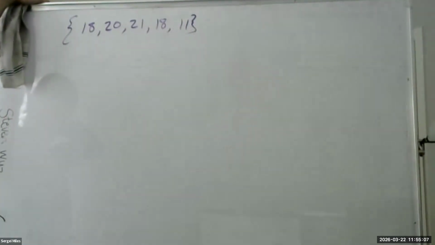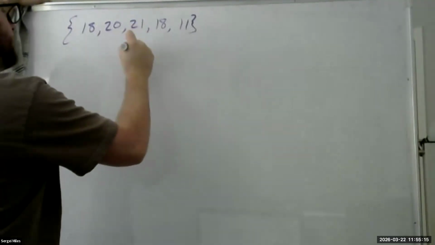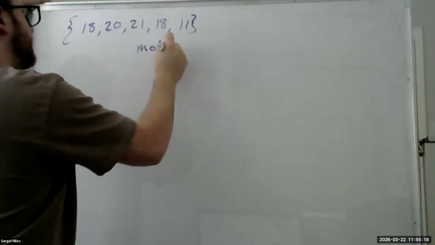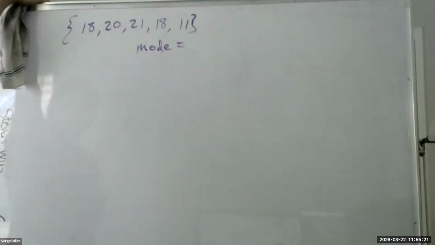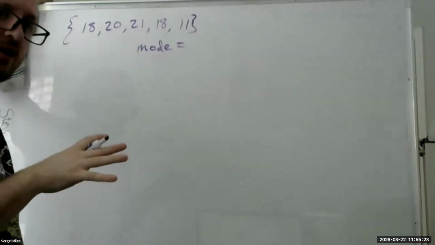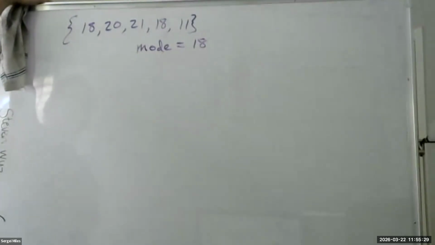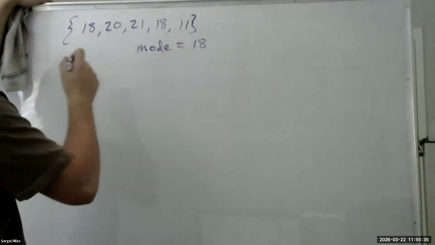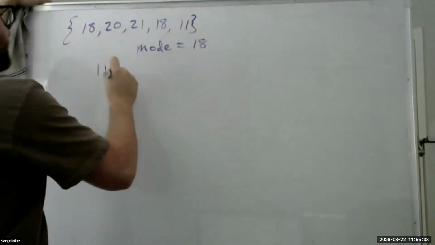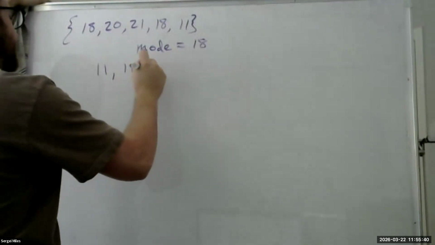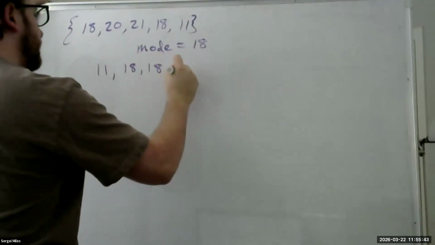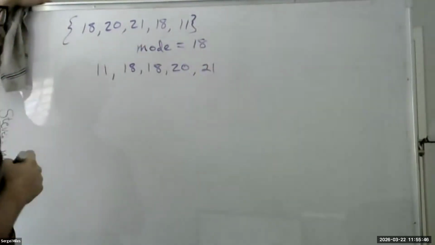Okay. Now, what's going to happen here as we try to calculate the mean, the mode, the median? Well, first, okay, the mode is probably the easiest to see. 18 has a frequency of 2. The rest of my data entries only have a frequency of 1. So 18 is the mode here, that is the most frequent data entry. But now if I try to find a median, I have to first organize from least to greatest. So I have 11, 18, 18, 20, and 21.